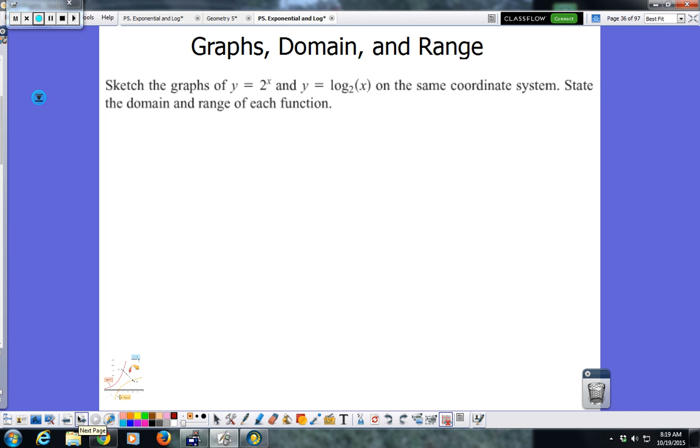Sketch the following graphs, y equals 2 to the x and y equals log base 2 of x on the same coordinate system. Before we do that, let me show you why we're doing it. Y equals 2 to the x, and we're going to sketch y equals log base 2 of x on the same axes.